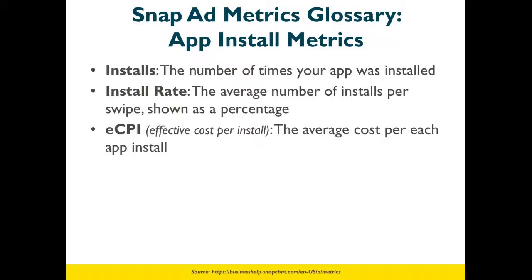And then the Snap Ad metrics related to app installs are, of course, the number of installs, the number of times your app was installed, the install rate, which is the average number of installs per swipe, shown as a percentage, and then the eCPI, or effective cost per install, shows the average cost per app install based on your ad campaign spend.